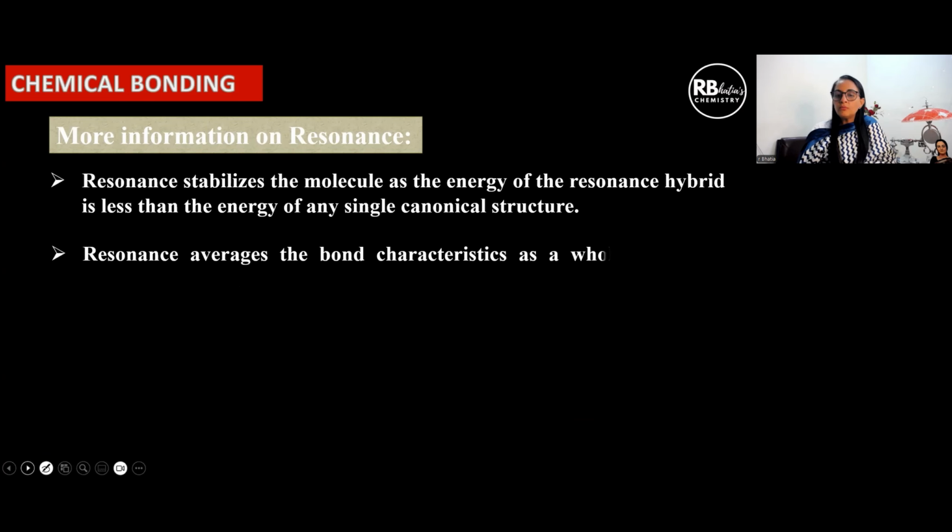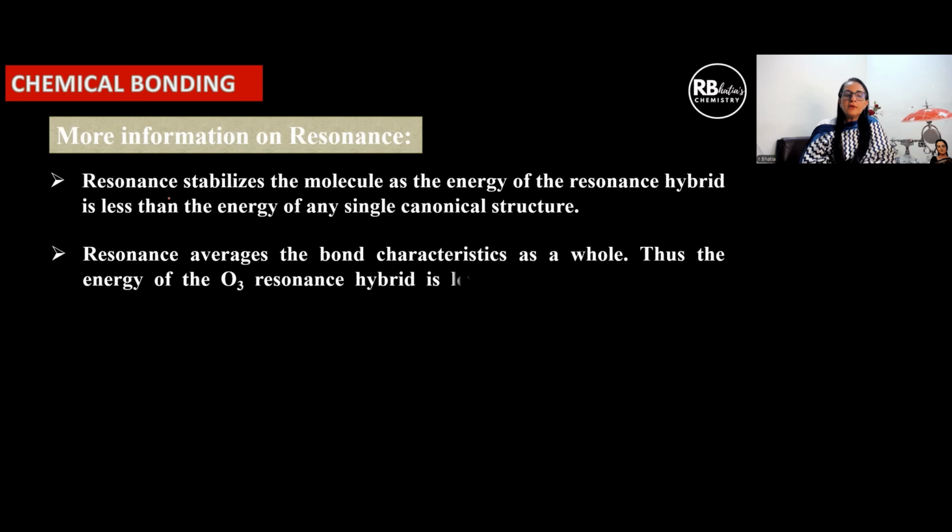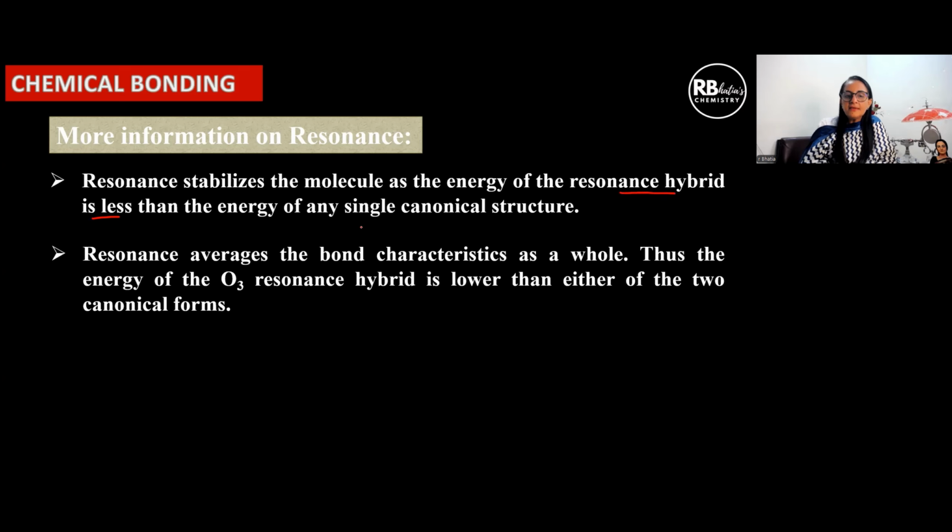So what more do we need to know about resonance? Resonance stabilizes the molecule as energy of the resonance hybrid is less than the energy of any single canonical structure, which means the resonance hybrid is also the most stable form out of all. Resonance averages the bond characteristics as a whole. What do we mean by this?